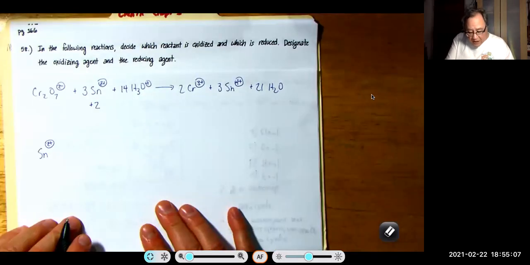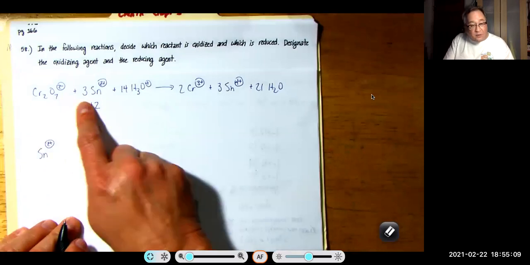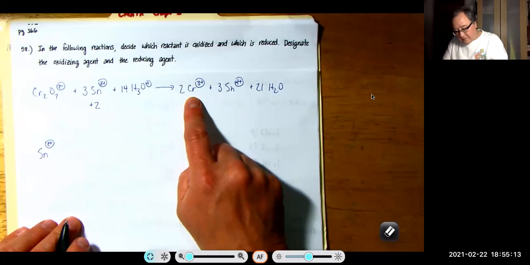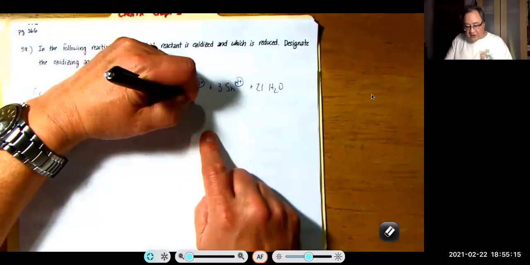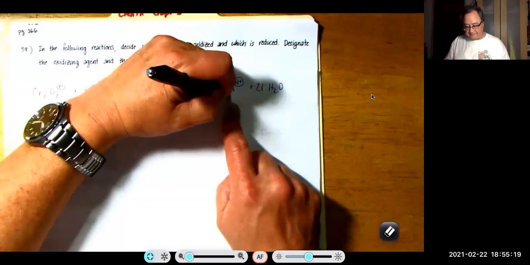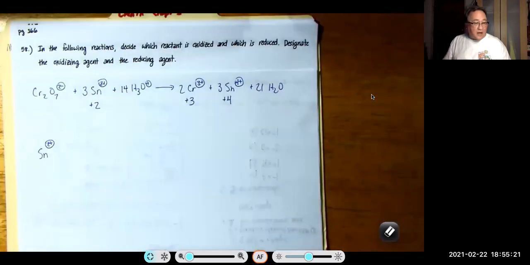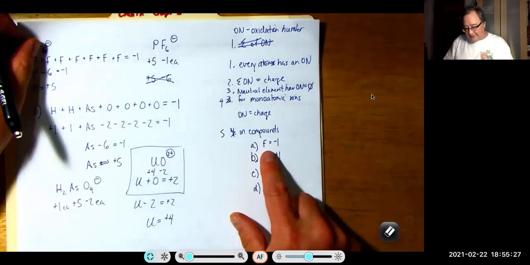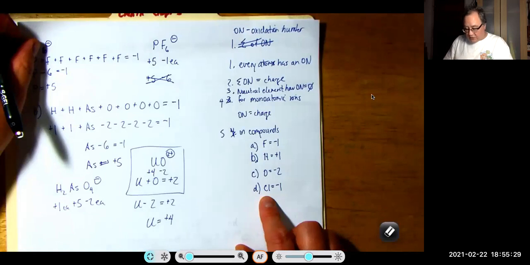Any other monatomic ions? Oh, right there. What's the oxidation number on that? Plus 3. Oh, and here's another one. Plus 4. Okay, so we've applied the monatomic rule. Now we apply the FHO or FHOCl rule.